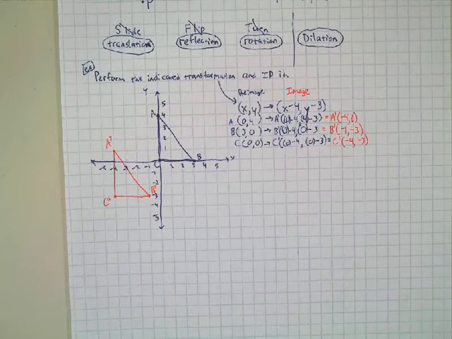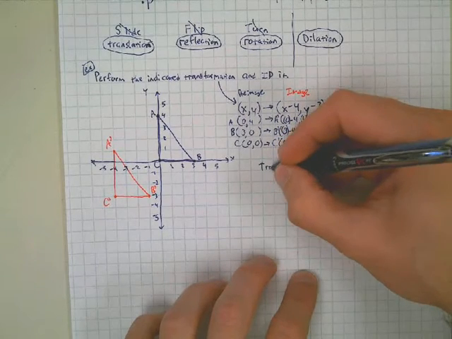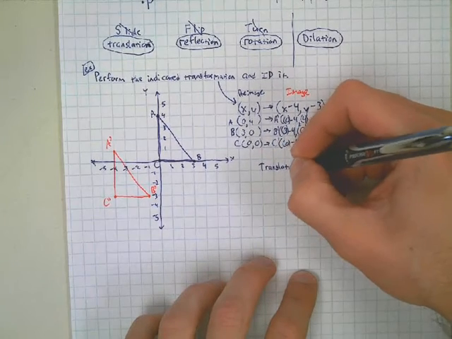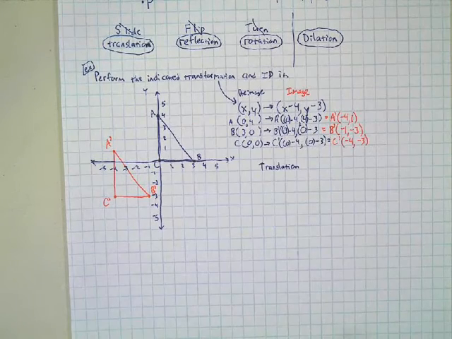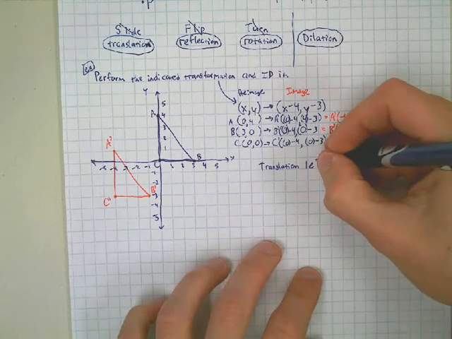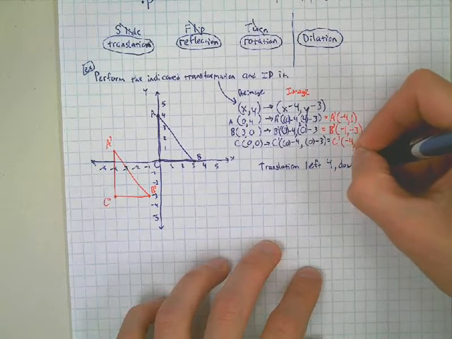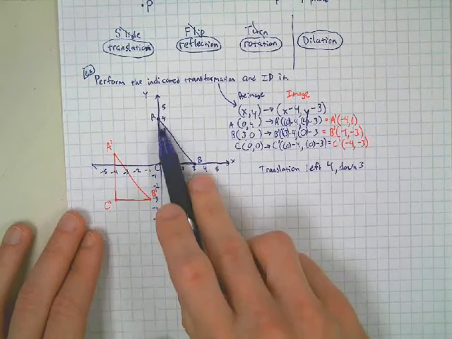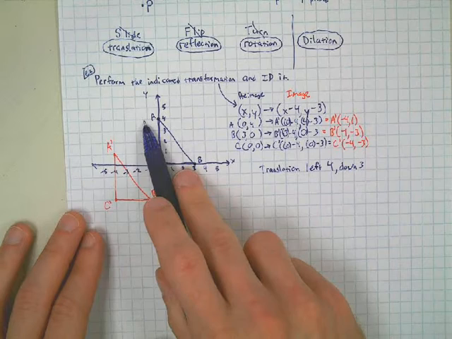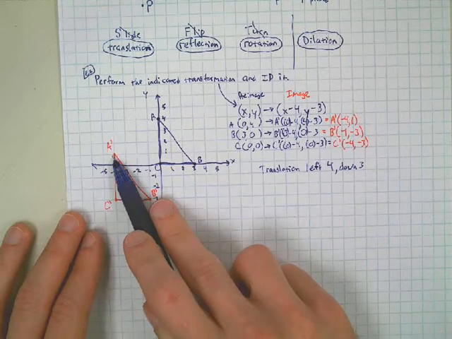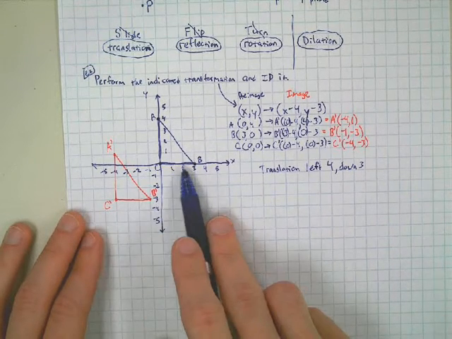But let me ask you guys a question. So translation is the correct name for this. Can anyone be more specific about how it's being translated? It's going left 4, and then down 3. Okay, yeah, we can look.